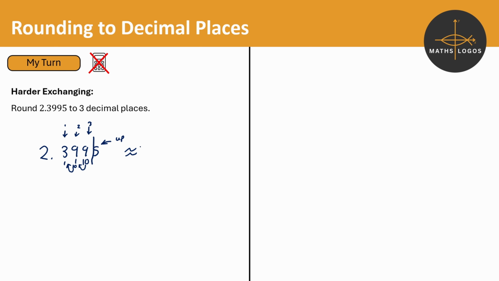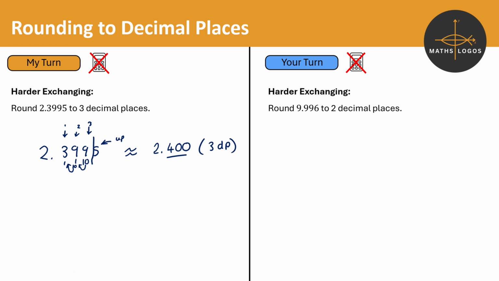So what I've actually got is 2.4, and I need to add in 2 more zeros so that it's to 3 decimal places. So 2.3995 to 3 decimal places is 2.400. And I'll put in 3 decimal places in the bracket. Pause the video and give this one a go.